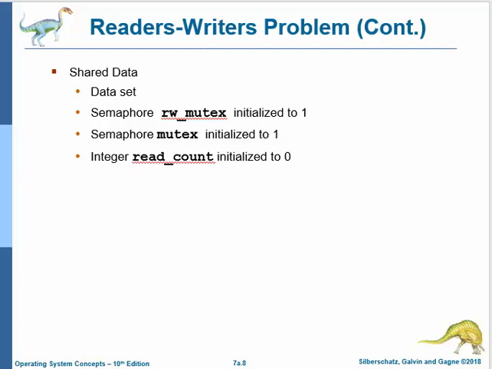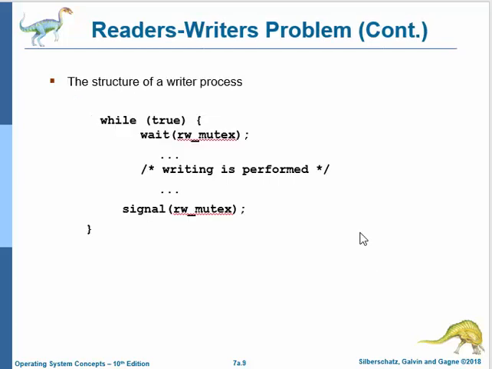The mutex semaphore is used to ensure mutual exclusion when the variable read count is updated. And the read count variable keeps track of how many processes are currently reading the object. The semaphore RW mutex functions as a mutual exclusion semaphore for the writers. It's also used by the first or last reader that enters or exits the critical section. And it is not used by readers that enter or exit while other readers are in their critical sections. So this is the code to illustrate the structure of a writer process.